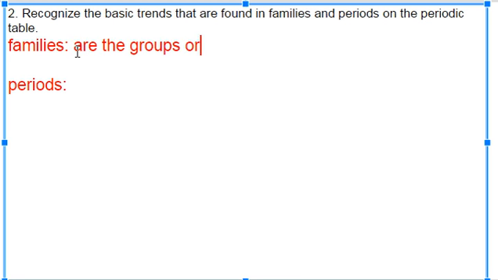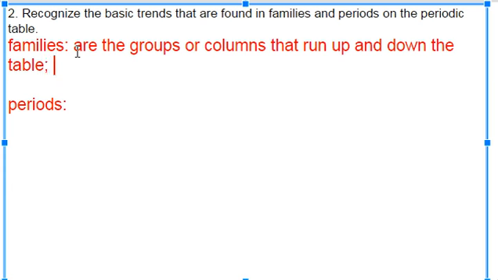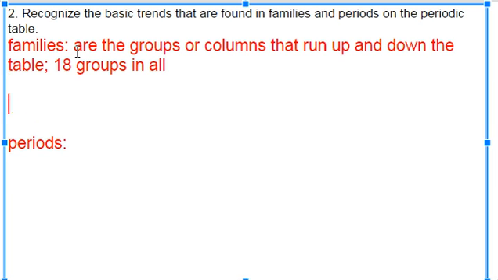Are the groups or columns that run up and down the table. And there's 18 groups in all. So what's the trend in families? What's one thing that is true of everything in a family? When you look at family 1 or family 17, what's one thing the family tells you? Yeah, how many valence electrons?